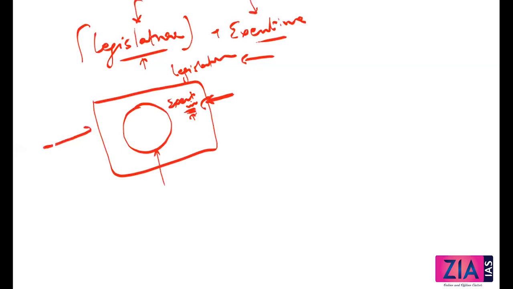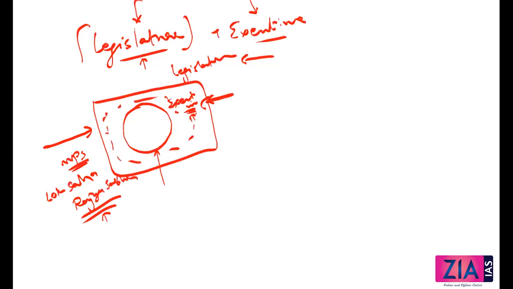So legislature includes all the MPs. What is this in the Indian context? If you see, this includes the Lok Sabha and Rajya Sabha. All the MPs will come together, and some of them will be the ministers. That is what is part of the executive. So in fact, you can say executive is part of legislature.